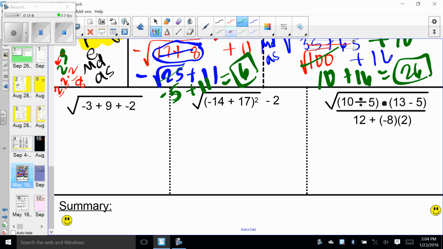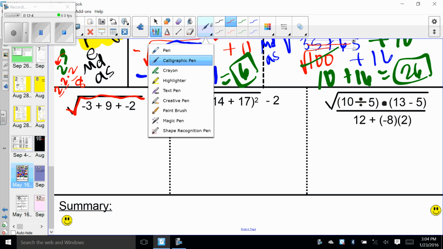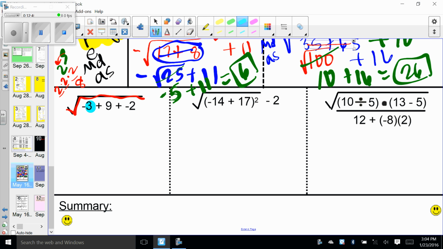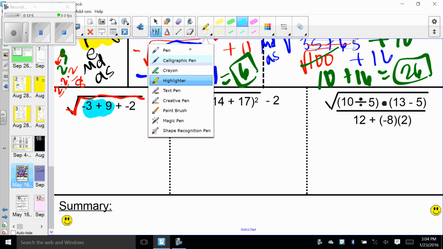Okay, so let's keep rolling here. Order of operations down here below. Remember that this square root symbol is functioning like a parenthesis. It has to happen first. So we're going to do all the stuff on the inside. We have addition and addition, so we're going to do addition from left to right there.